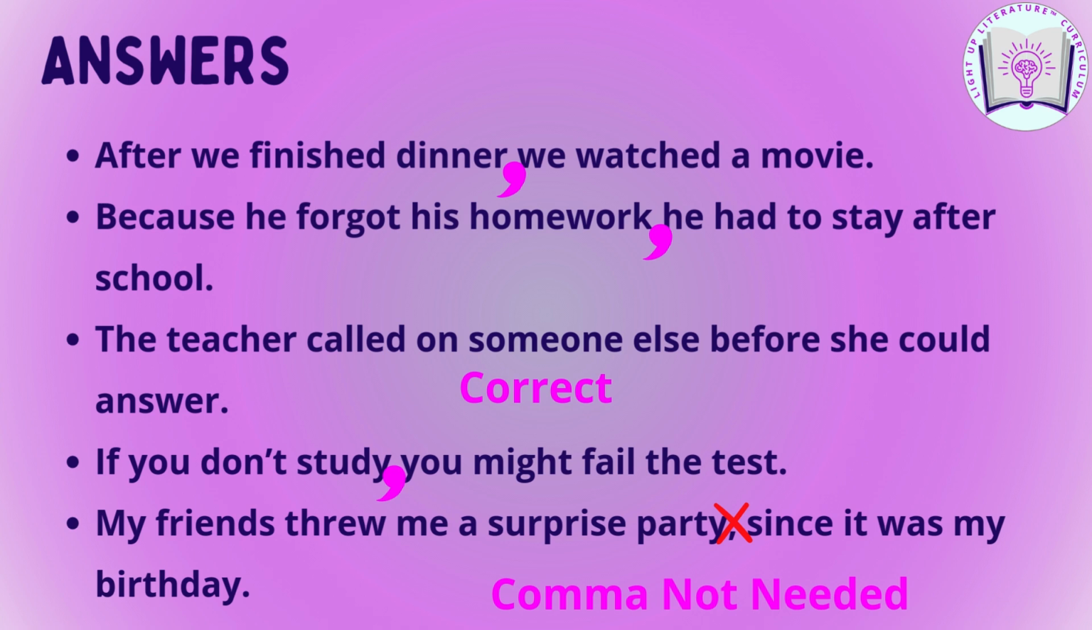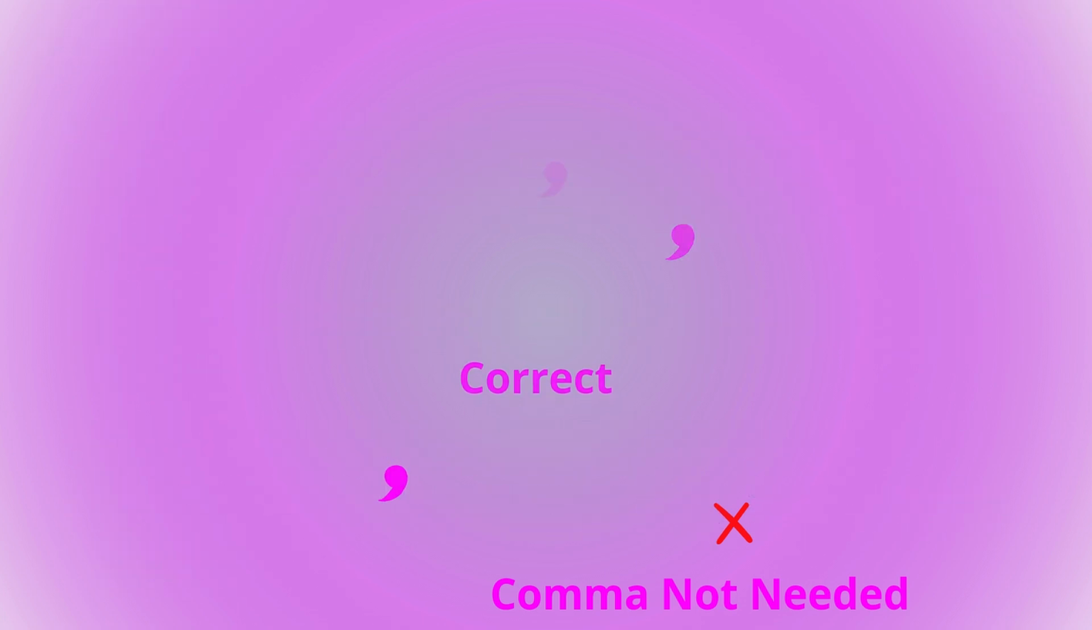So we have our dependent clause and then our comma. And then our last one, my friend threw me a surprise party since it was my birthday. Well, since we started with the independent clause, my friend threw me a surprise party, we do not need a comma there. So we've got rid of that and put no comma needed.